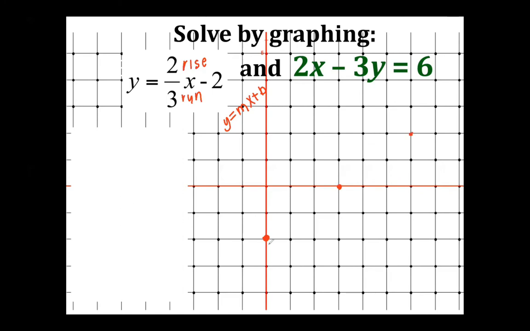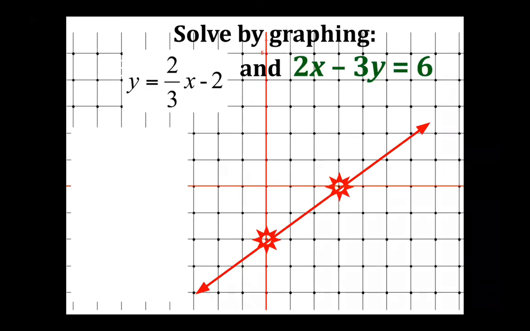If you ever want to make any points to the left of your y-intercept, you can go down 2 units and run 3 to the left if it's a positive slope. And now that you have a good number of points, you can go ahead and draw a line through your points. And there is your line. Now we can get started on graphing our second equation.